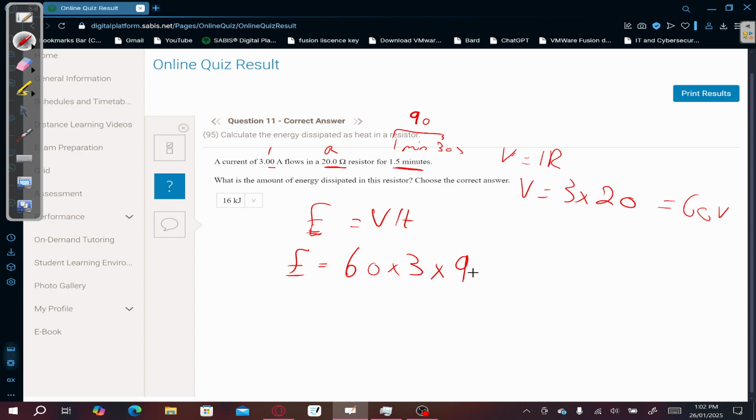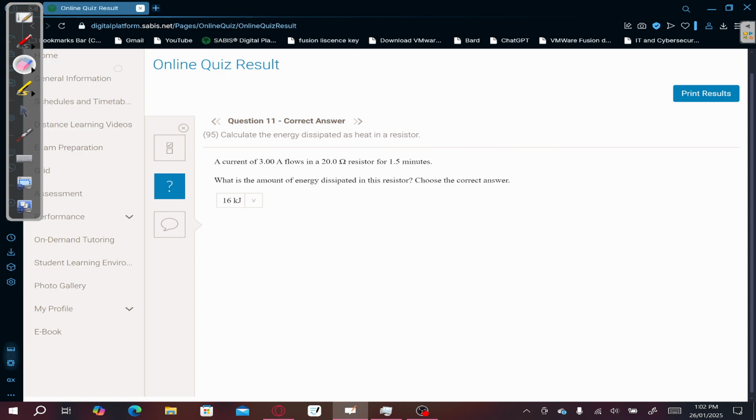So E equals 60 times 3 times 90, which is 16,200 joules. They want it in kilojoules, so you divide by 1,000, which gives 16.2 kilojoules, and this is your final answer. However, they took it to two significant figures, so 16 kilojoules is your final answer.